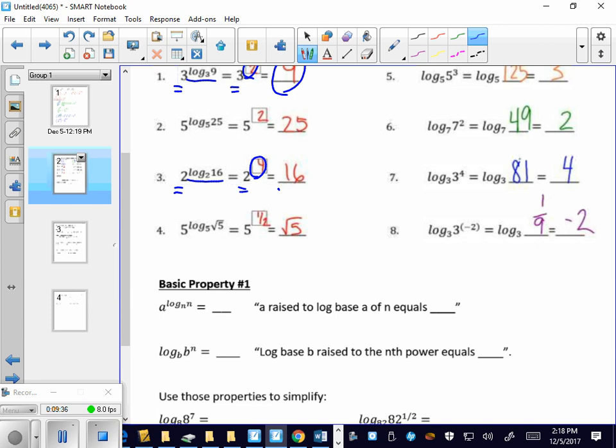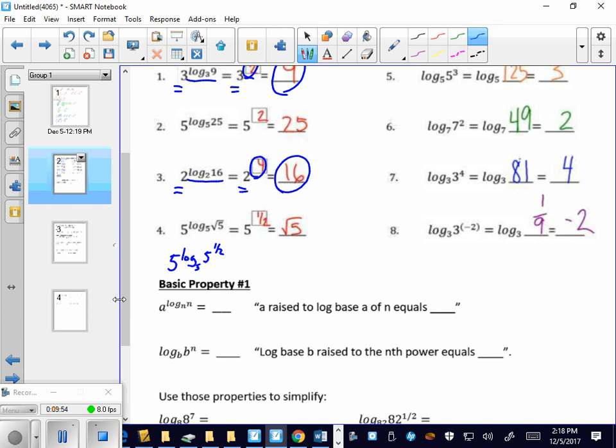So 2 to the 4th is 16. And then the bottom one's a little trickier because it does have that square root. So really what you would want to do is rewrite that one as 5 raised to the log of 5 to the 1/2 power, base 5.